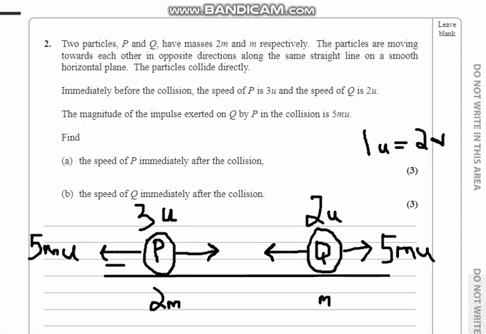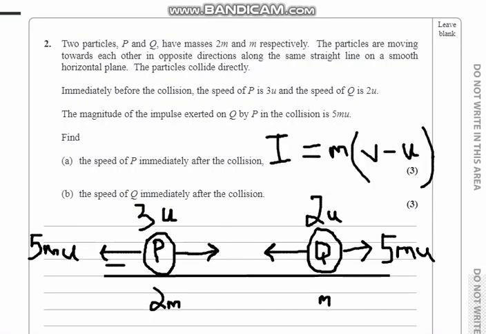So I'll end up having v equal to u over 2 for P. Now that we are done with the A part, moving on to the B part, we have to find the speed of Q immediately after the collision. Now coming to the final speed of Q. Again, use the same impulse equation to find the Q value as you did for the P value. There you go, that's the impulse formula we will be using.